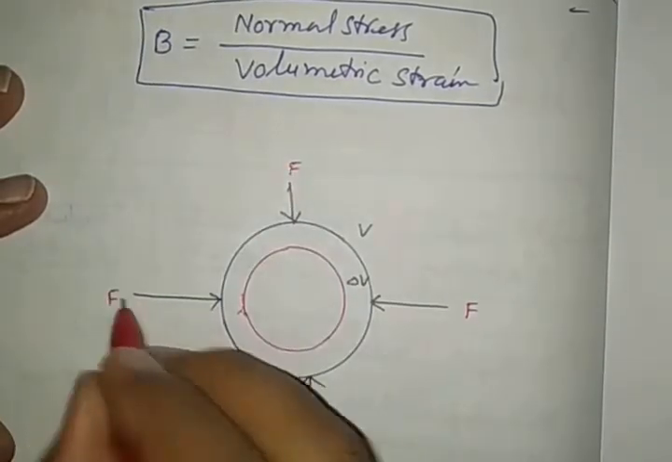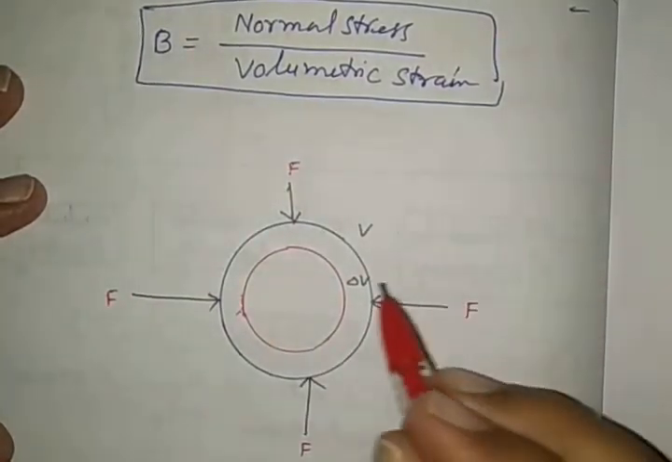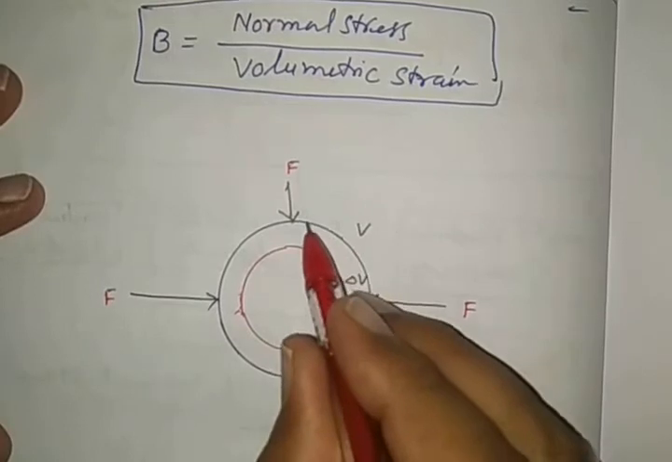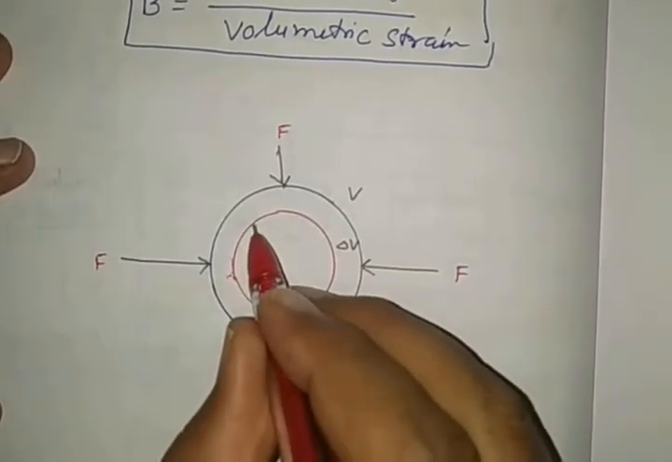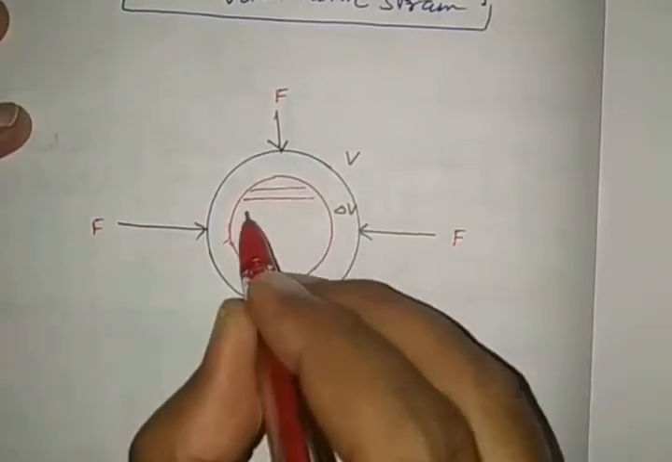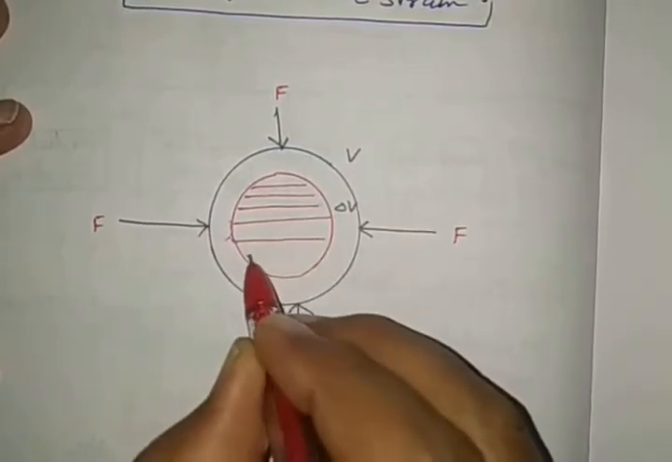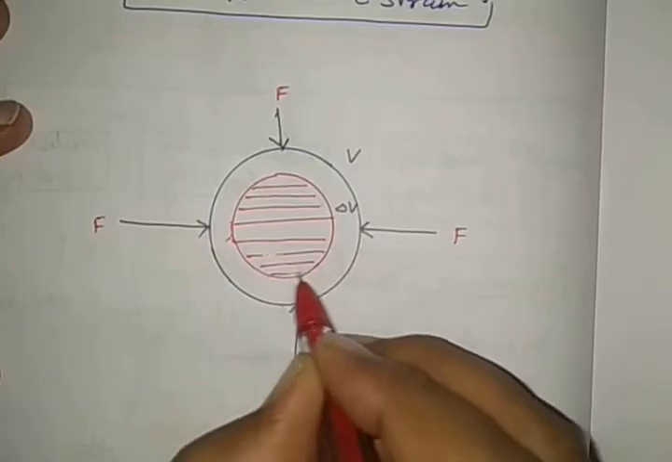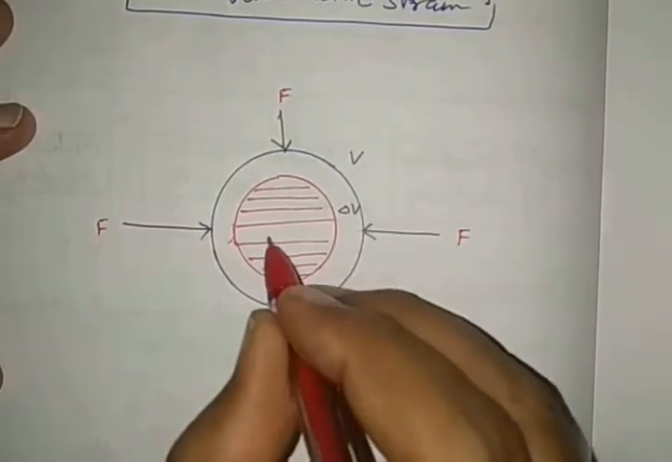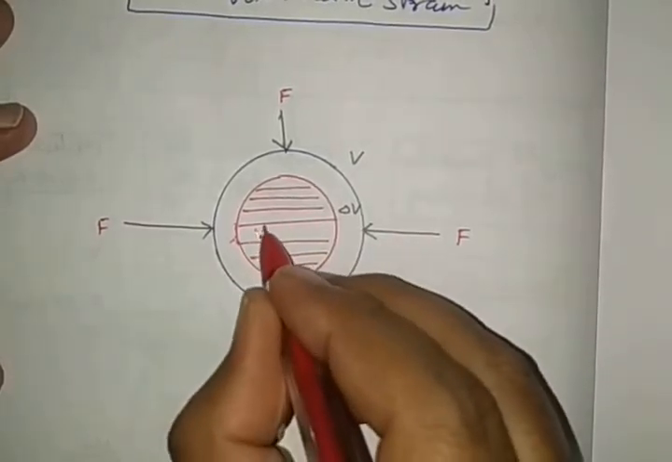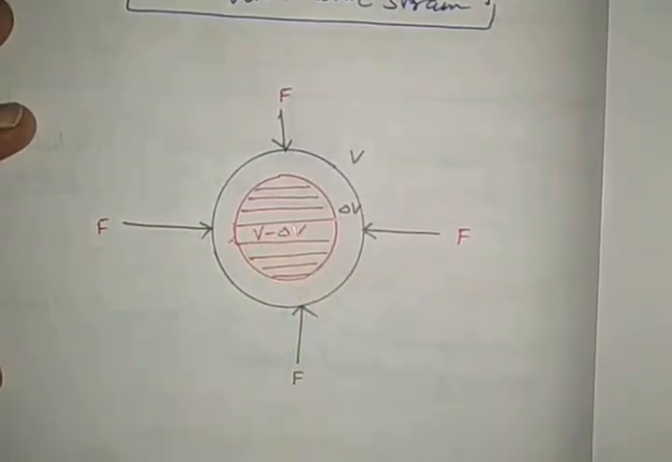This sphere has a volume V. When force is applied on it, it's compressed on all sides and changes its shape. See this carefully. The change in volume is delta V, so the volume becomes V minus delta V.